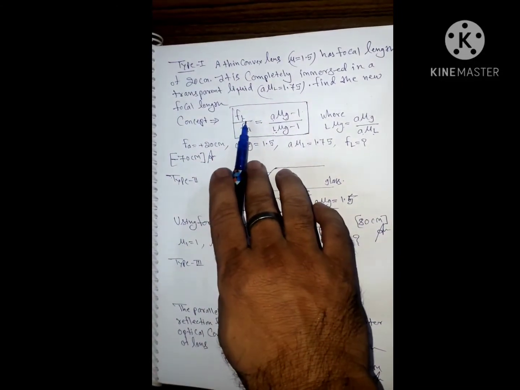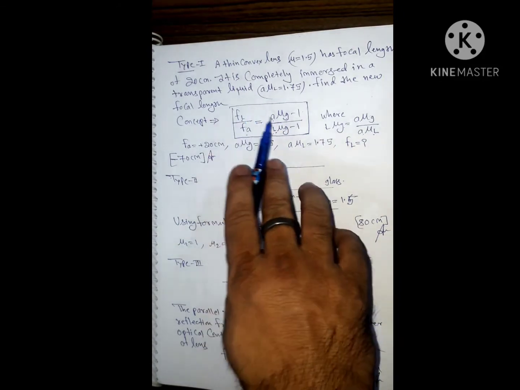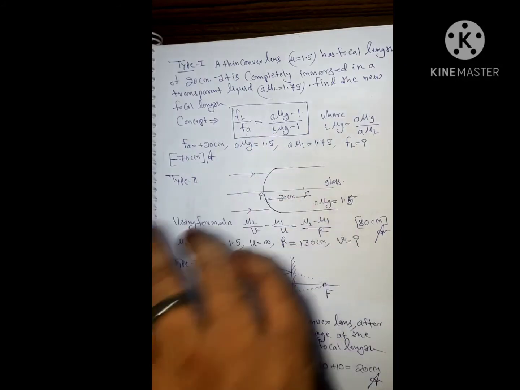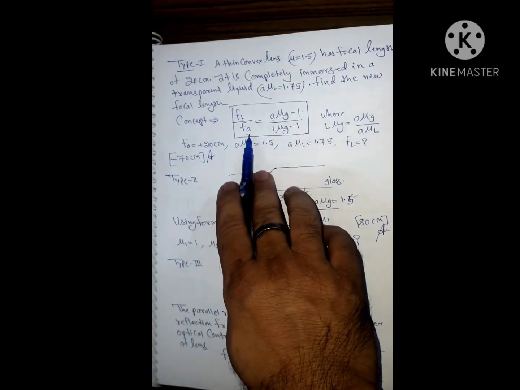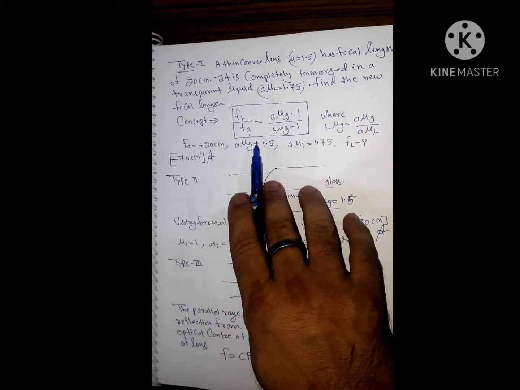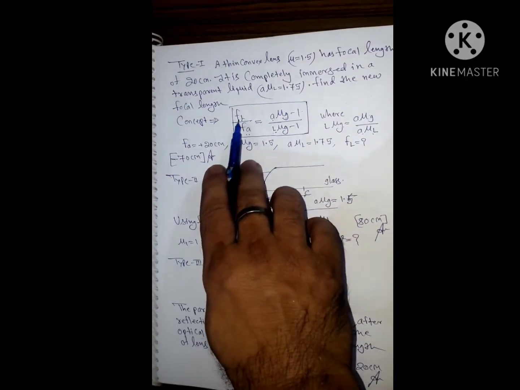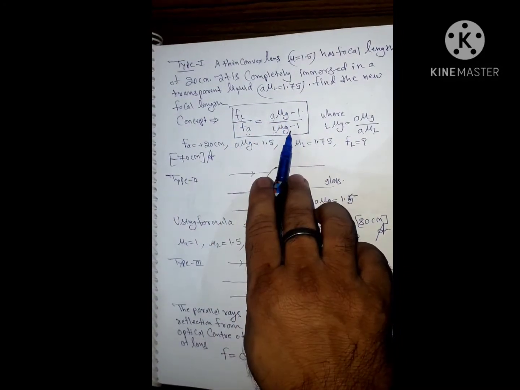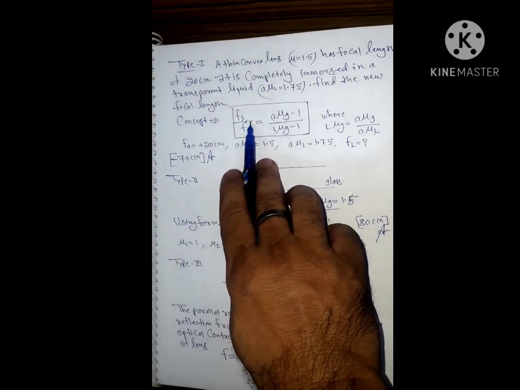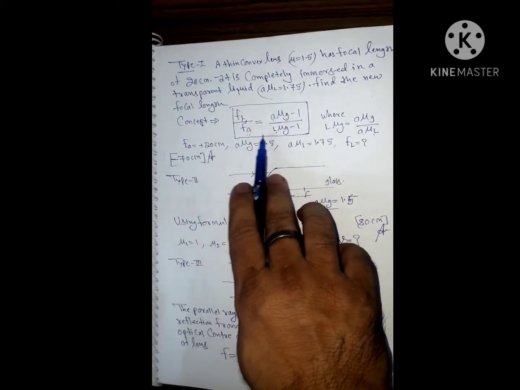Suppose the focal length of the lens is given in air, and the refractive indices of liquid and glass of the lens are given. When you merge it in the liquid, the behavior of the lens should change. So how do you find the focal length? With the help of this result, FL is required, you can find it out. With the calculation of FL, suppose you get a positive sign, it behaves like a convex lens. When you get a negative sign, it behaves like a concave lens.